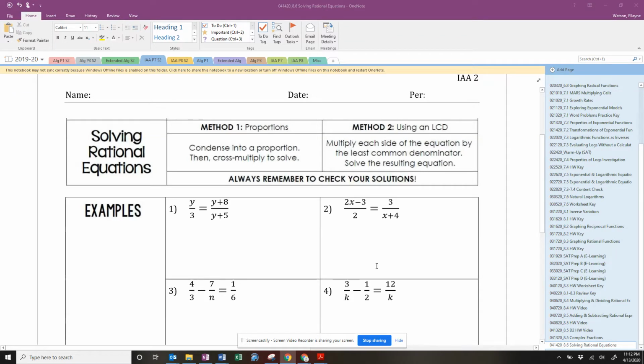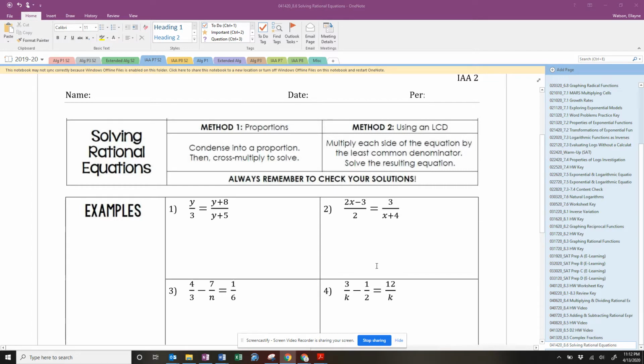Hey guys, here we are on 8.6 now, solving rational equations. And really, what we've been doing the second half of this unit is working towards being able to do exactly this, solve equations. Okay, so this is going to put together all of our skills of multiplying and dividing, but really multiplying, adding multiple rational expressions and/or subtracting rational expressions, and we're going to put it towards actually solving for the variable now.